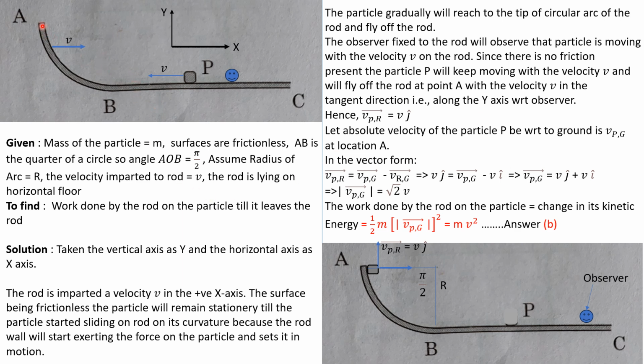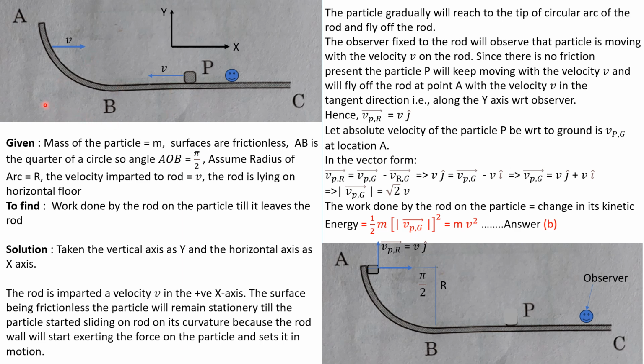In the question, it has been given that this ABC rod is lying on the floor and particle P is placed in contact with the rod and all surfaces are frictionless. So this ABC rod has been given a velocity v towards BC. BC we have taken as the x-axis, and perpendicular to this in the horizontal plane we have taken the y-axis.